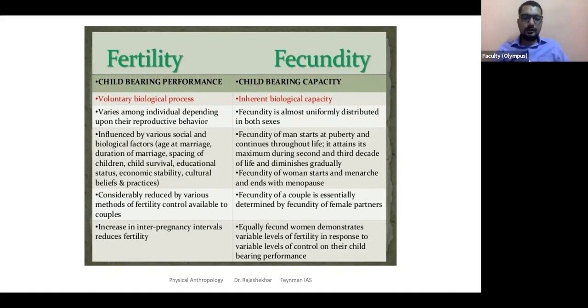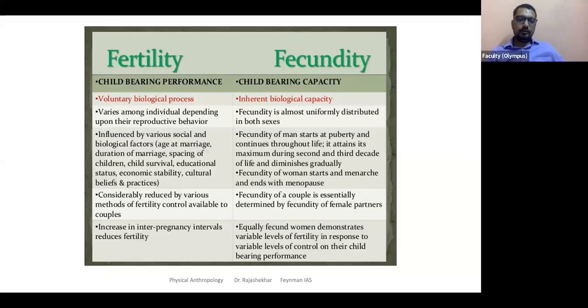Fecundity of a couple is essentially determined by the fecundity of the female partner. Of course, genetic and hormonal problems in both males and females are possible. Otherwise, mostly the female's reproductive life can limit this. Next, an increase in interpregnancy intervals reduces fertility. Increase meaning more space between children reduces fertility. So our actual outcome will decrease because of these reasons.